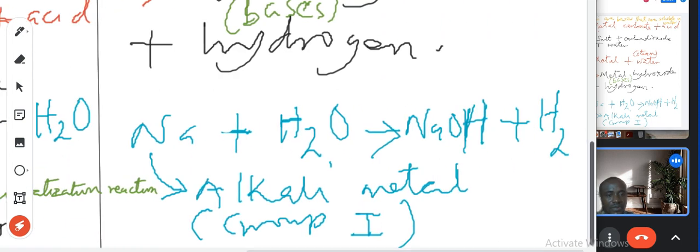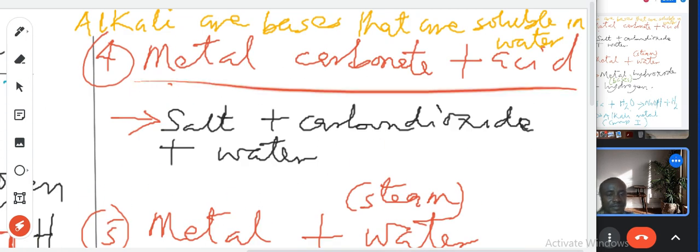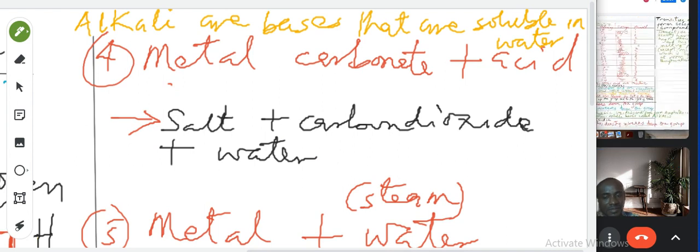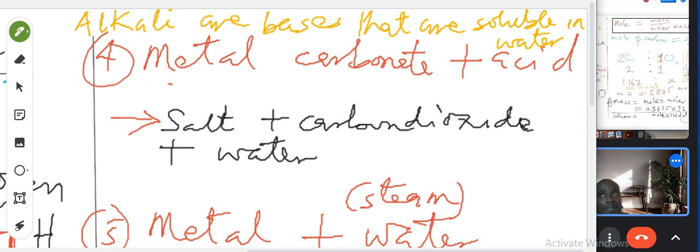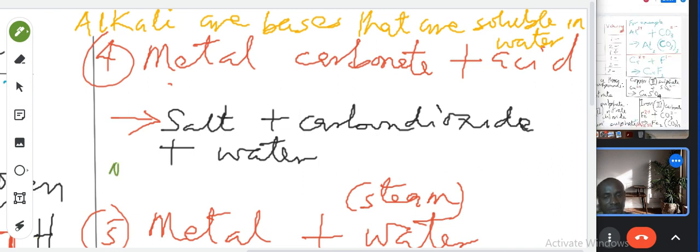Let's look at the other rule. Metal carbonate plus acid gives salt, carbon dioxide, and water. Can you give me an example of a metal carbonate? Just a metal with a carbonate. Sodium carbonate. What would be the formula of sodium carbonate, by the way?